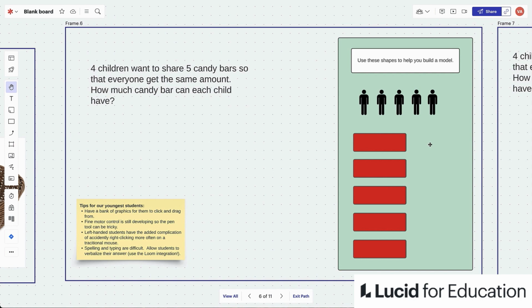And then if you have any left-handed students, they have trouble with a traditional mouse where they might be right-clicking accidentally all the time, which is going to be difficult. And then spelling and typing are difficult. So if you want them to give an answer, allow them to verbalize that answer. They can tell it to you directly after they make their model, or you can have them use the Loom integration and record themselves verbally explaining.